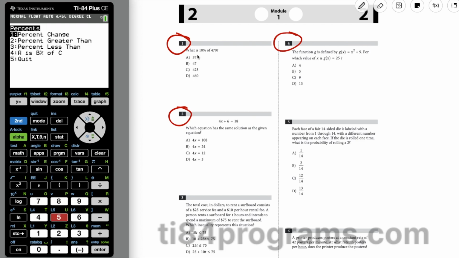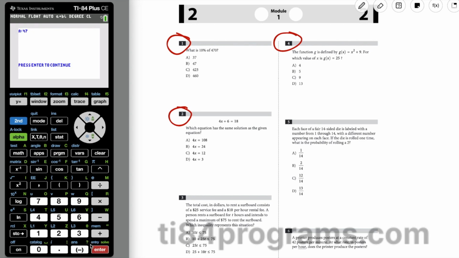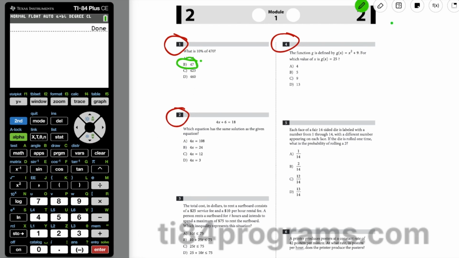And we're going to do A is B percent of C, because what is the A? A is 10% of 470. So we're going to use option 4 there of the submenu. So A is the unknown, that's the what. And then B is that 10%. And then the C value is 470. And bam, we got it. Answer's 47. Love it.